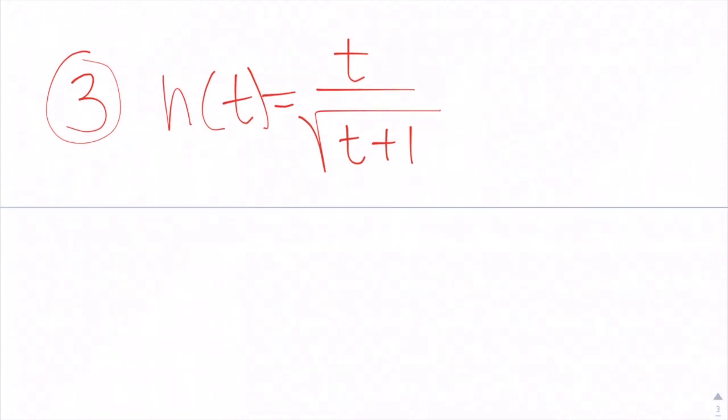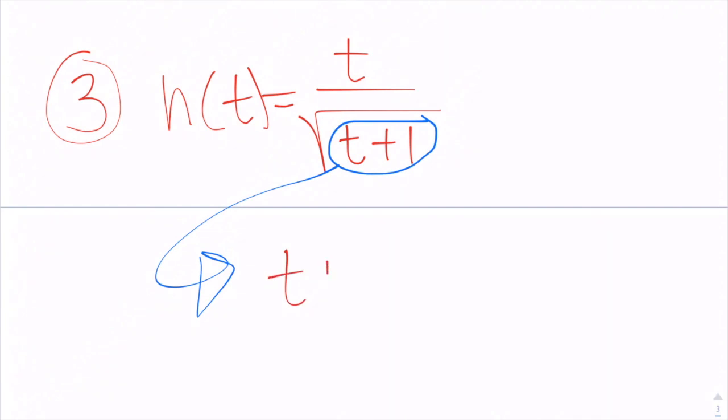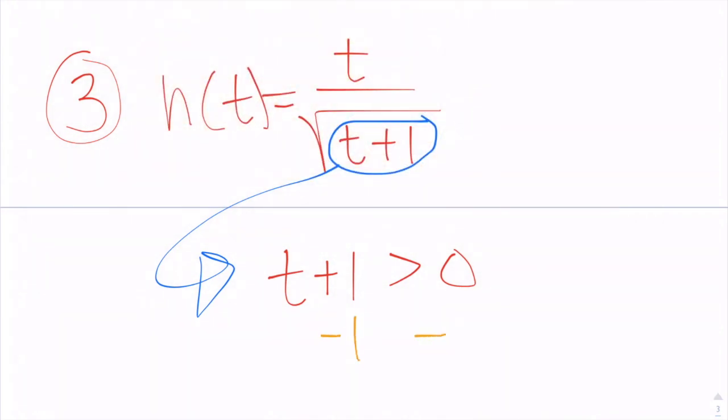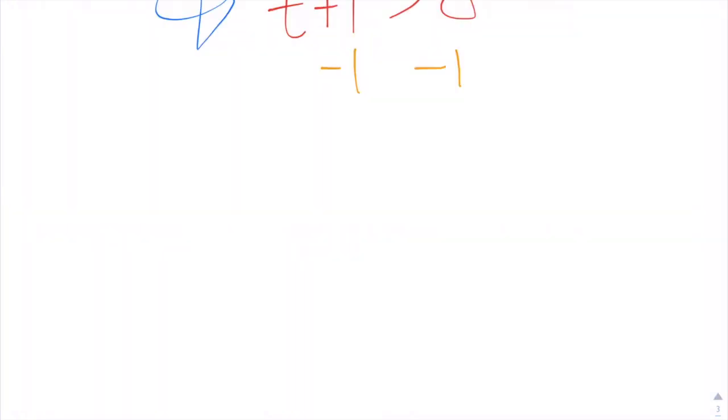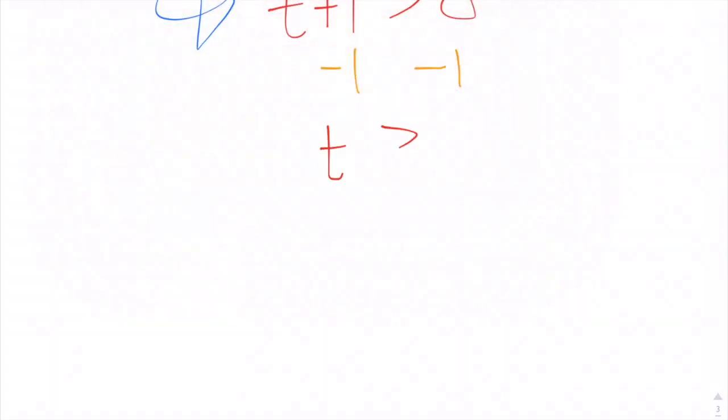So we're going to say, okay, well, this t plus 1 right here, we know now that t plus 1 has to be greater than 0. Because we can't take the square root of a negative number, and it cannot equal 0 because it's in the denominator of a fraction. So we're going to solve for t. Subtract 1 from each side. So we end up getting that t is greater than negative 1.